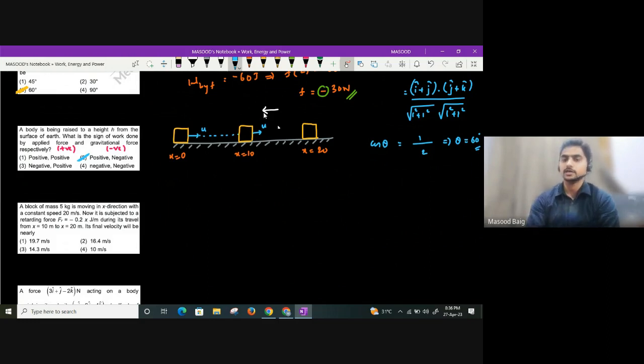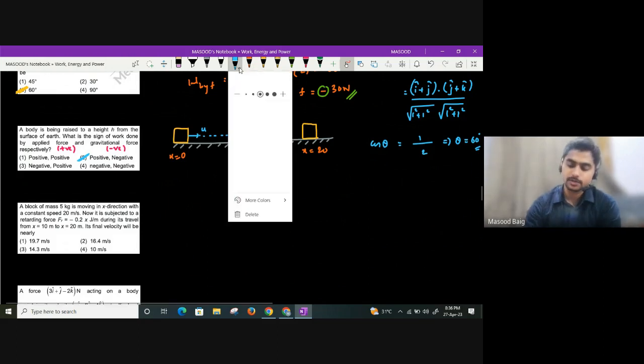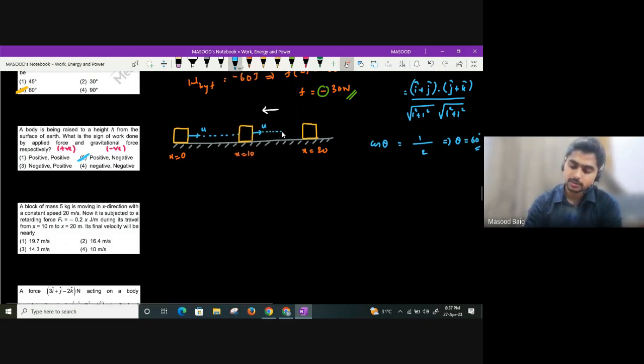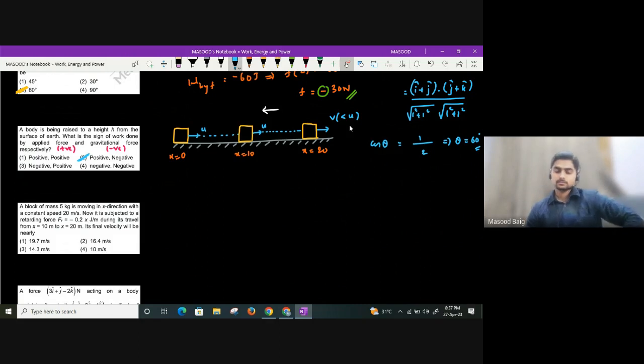But now you have the retarding force. What will this retarding force do? It will reduce the speed. How will the object move? In the direction of velocity with decreasing speed only. Here velocity will be v, which will be less than u. So what are they asking? It is moving with constant speed, so the u value is given as 20 meter per second. And it is subjected to a certain retarding force of minus 0.2x during its travel from 10 meters to 20 meters. They are asking for the final velocity, nearly.